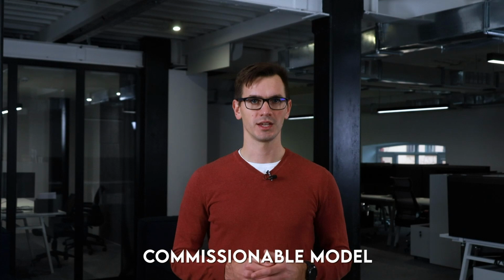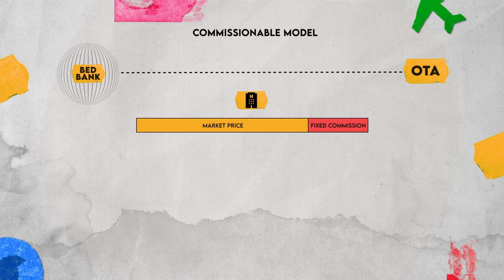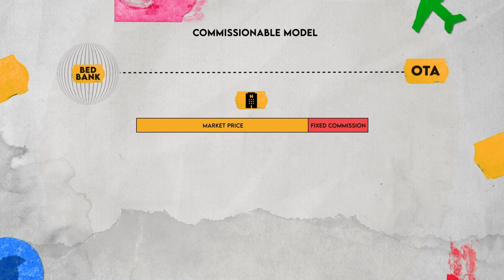Then there are two distinct models of how you can work with a bed bank. First is the so-called commissionable model. It entails a fixed commission for an OTA. For instance, an agency buys a set of rooms at a market price, and for every booking it makes, the OTA will get a fixed commission from a bed bank.